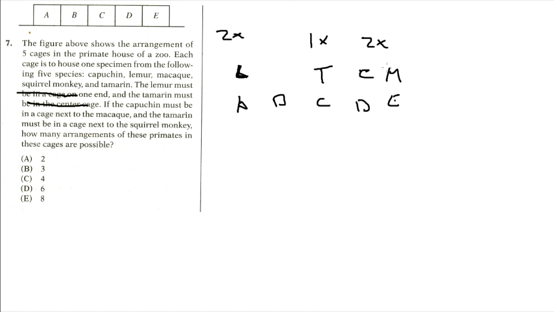And then whatever you do there, let's see, so the macaque and the capuchin, and the tamarin must be in the cage next to the squirrel monkey, right? But really, once you've placed these two guys, you don't really have a choice on the squirrel monkey anymore. It just has to go there. So it really just means we have 2 times 2 here, possibility, which gives us 4.